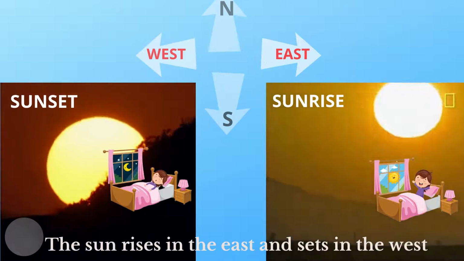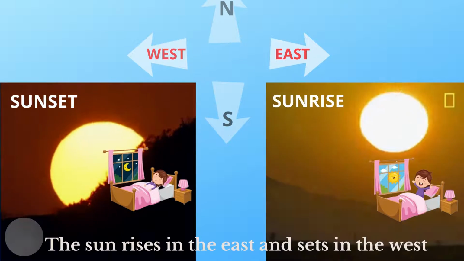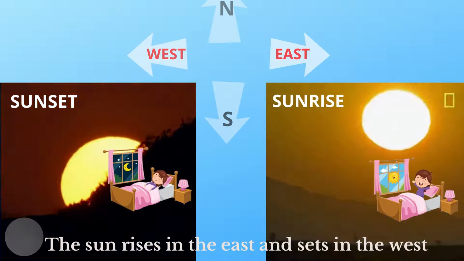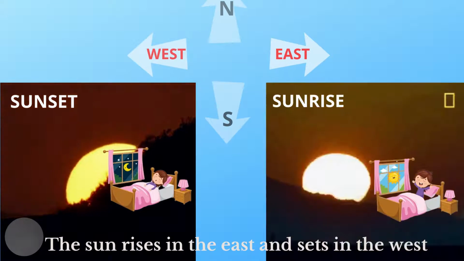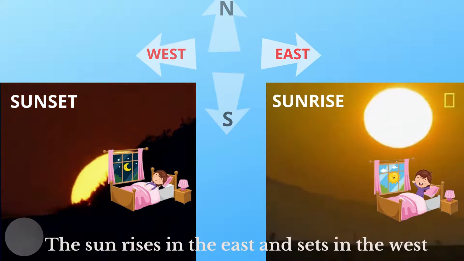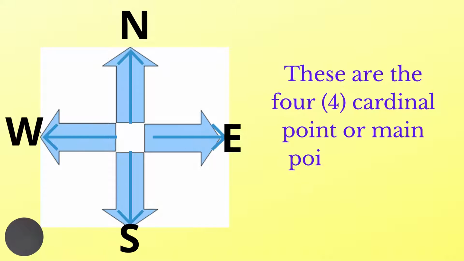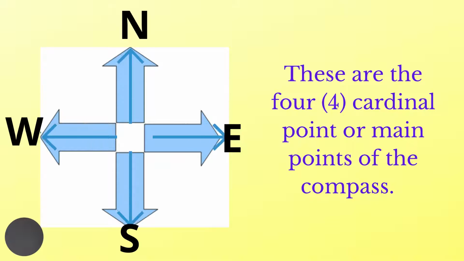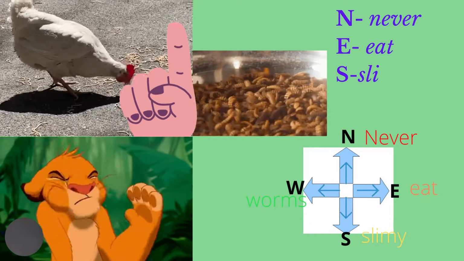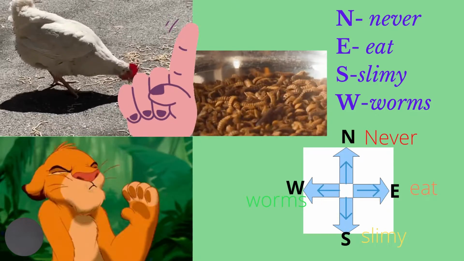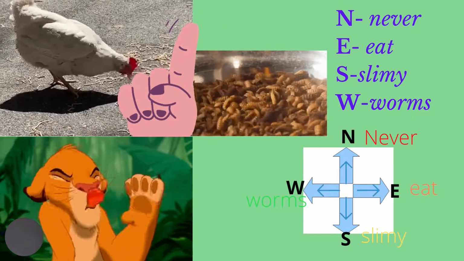Now we know that the sun rises in the east and sets in the west. And therefore, using the direction of the sunrise and the sunset, we can also derive the directions of north and south. These four directions we have been talking about are called the cardinal points or the main points of the compass. Now we can remember these four cardinal points by using the acronym Never Eat Slimy Worms.